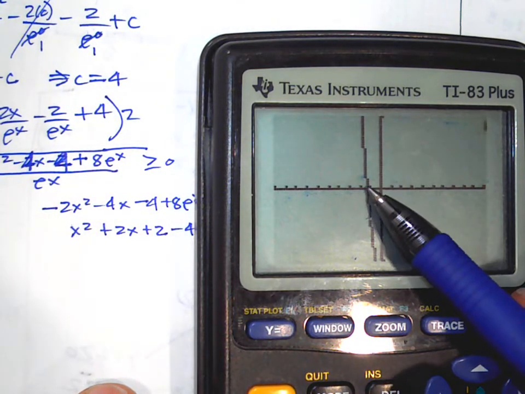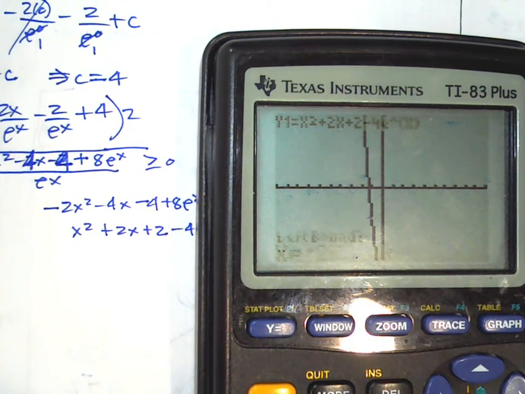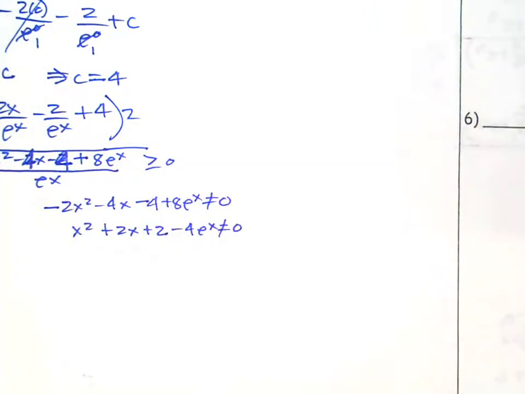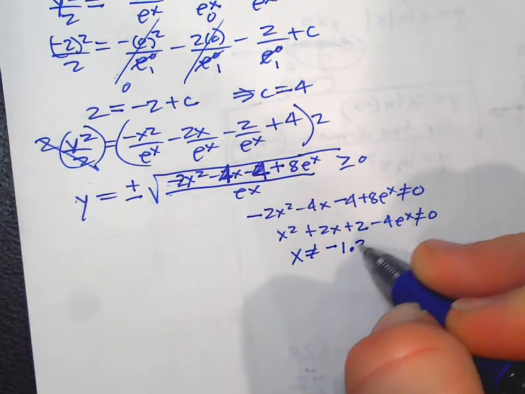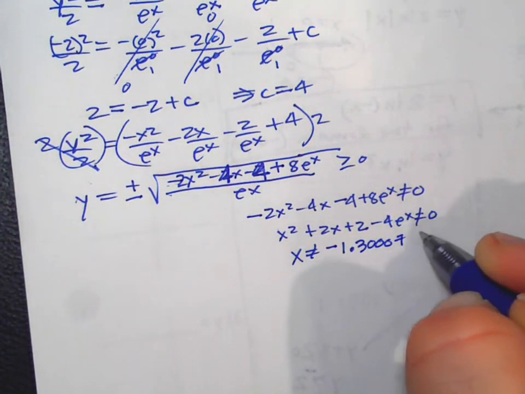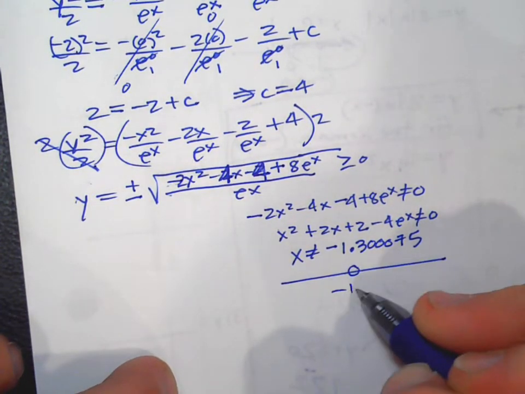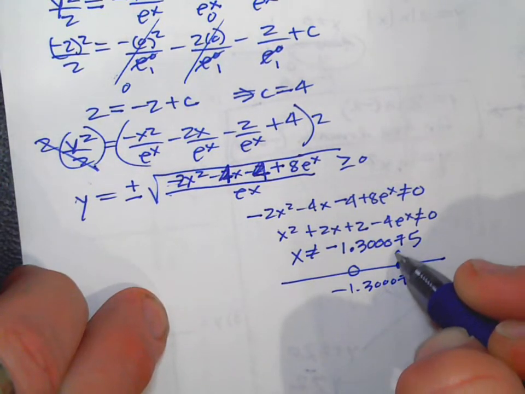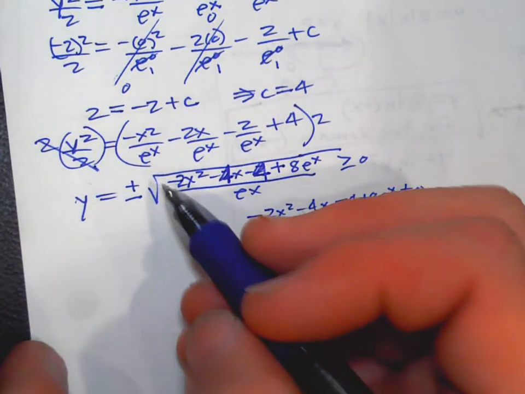There's one right there. So let's find it. Second calc, zero. It looks like between negative 2 and negative 1. Guess negative 1.2. There it is. So x cannot equal negative 1.300075. So our number line is going to be an open dot there. And our initial condition is 0, so that's over here. So that's your domain.